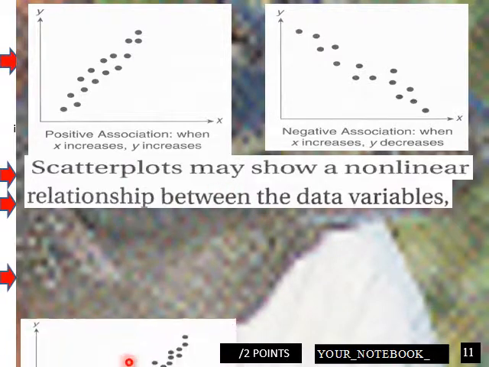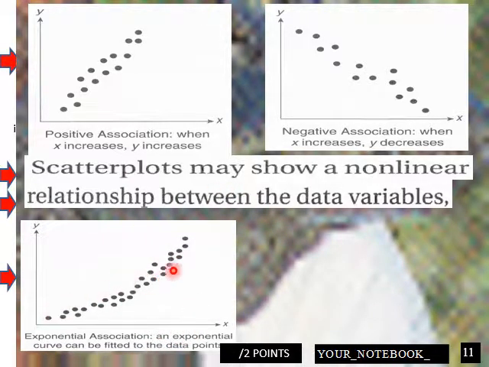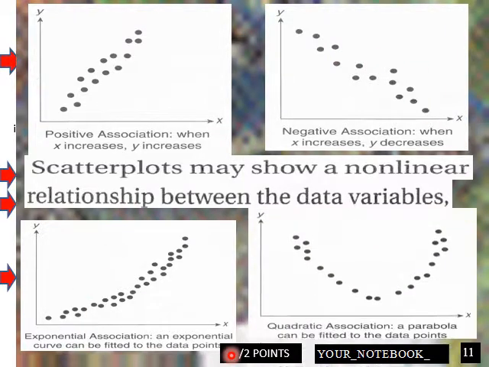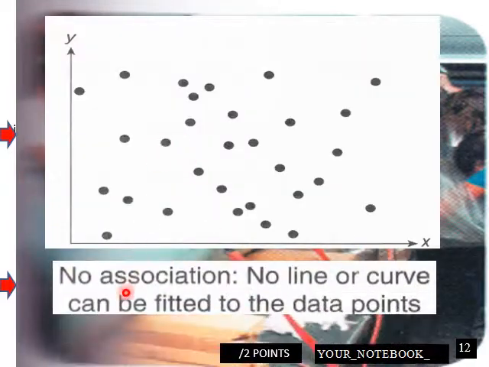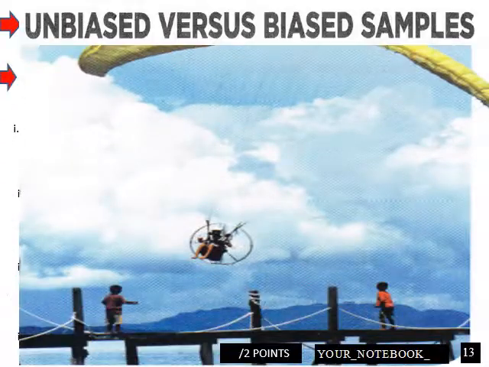Scatter plots may show a nonlinear relationship between data variables. Exponential association, an exponential curve could be fitted more to this. It's not so linear. These are more linear here. And then this here is a quadratic association. Okay, looks like a parabola. And then this, no association, no line or curve can be fit for that.